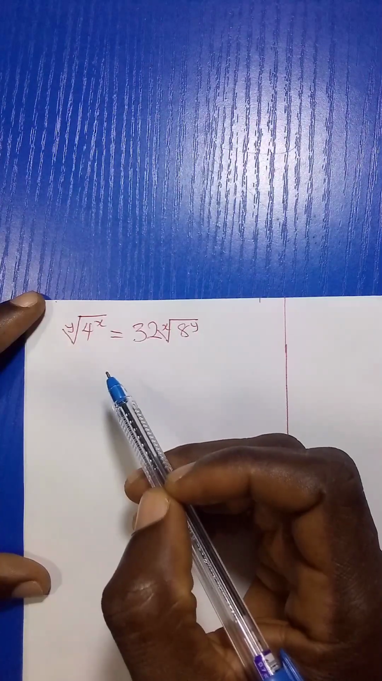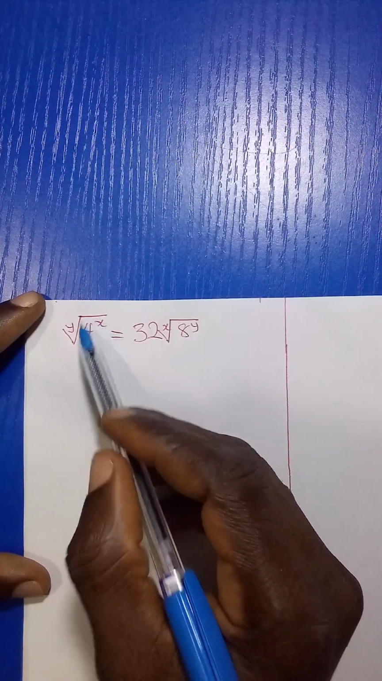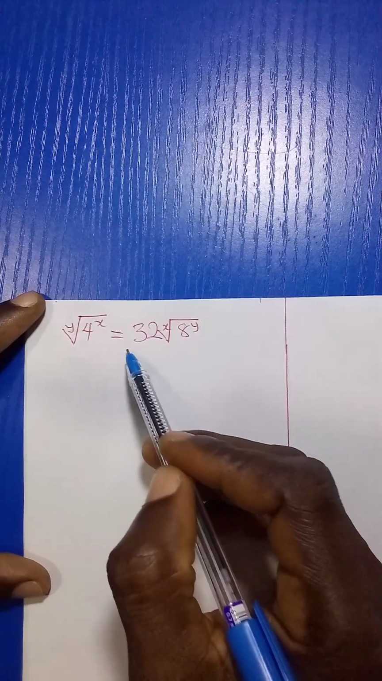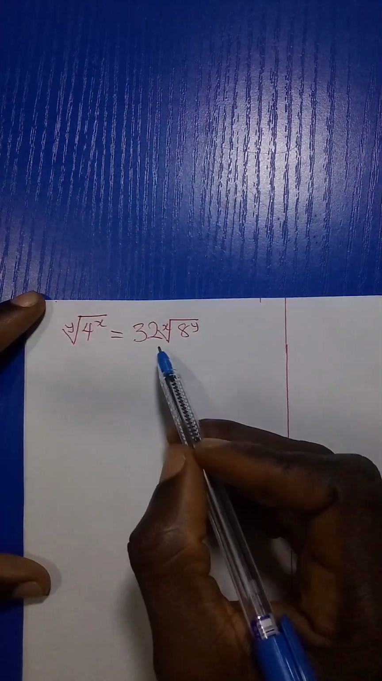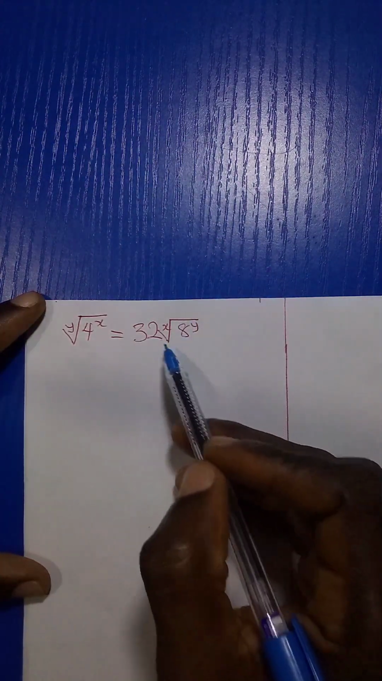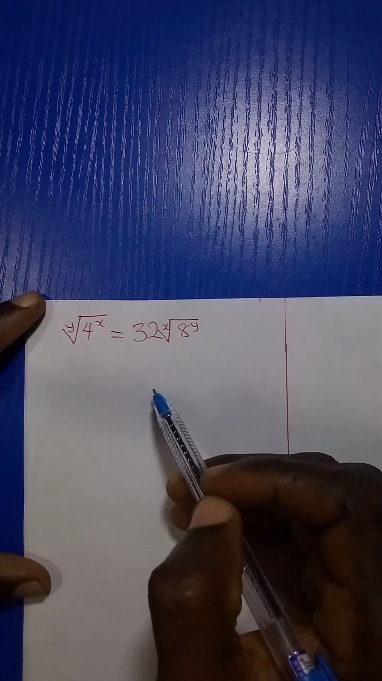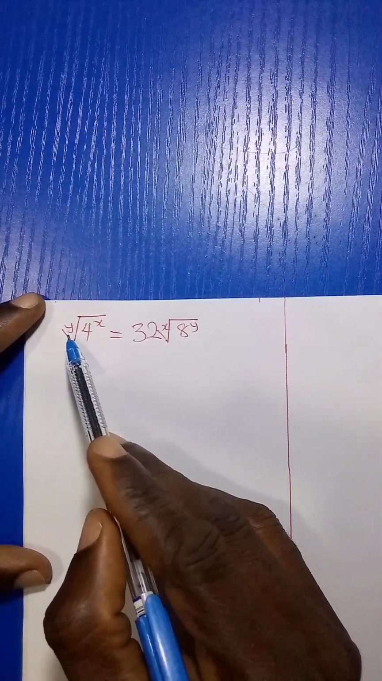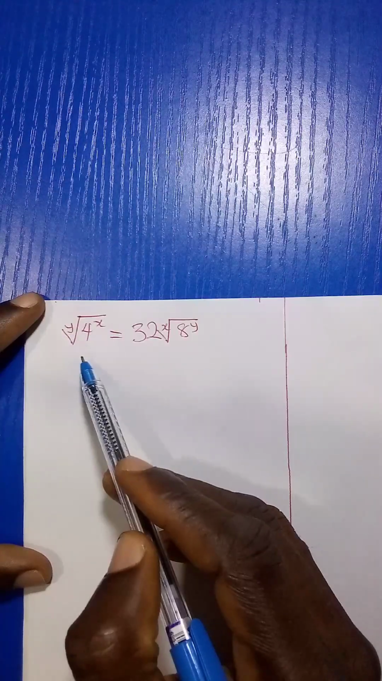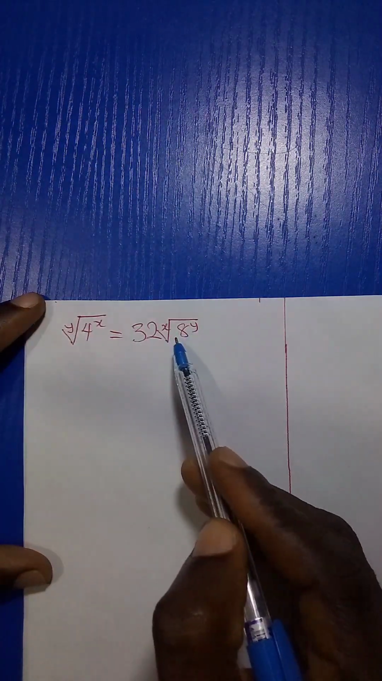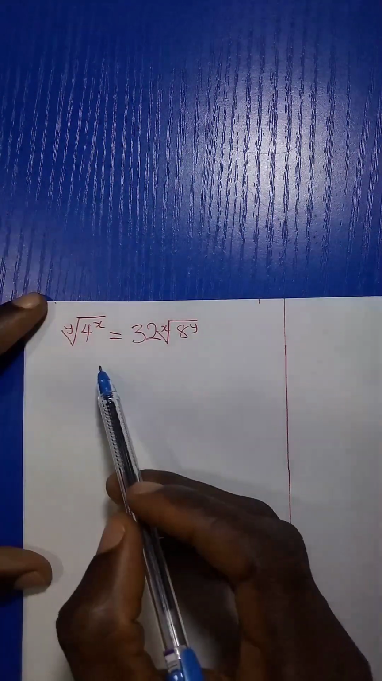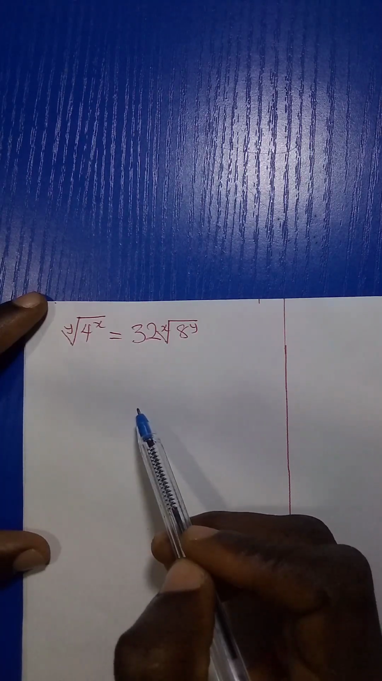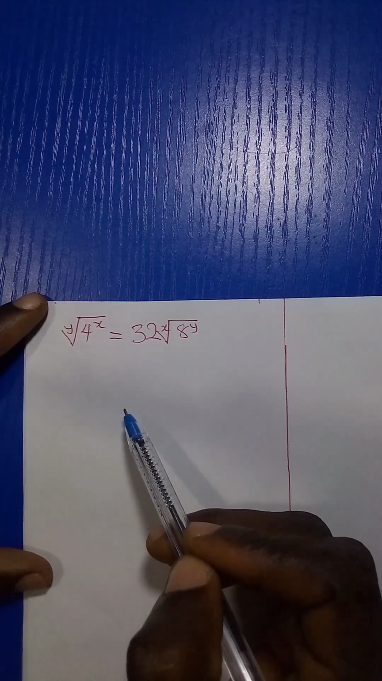In this video, I'm giving the yth root of 4 to power x is equal to 32 times the xth root of 8 to power y. This is a radical equation, and we see that we have two unknown variables in one equation. Normally, we are supposed to be given another equation, making it two different equations so we can solve them simultaneously.